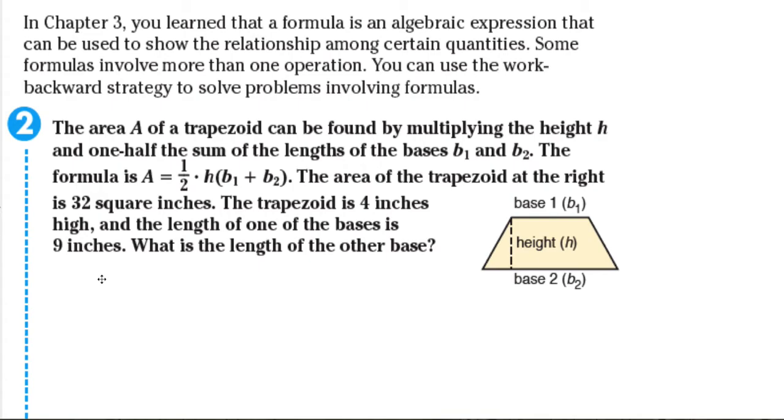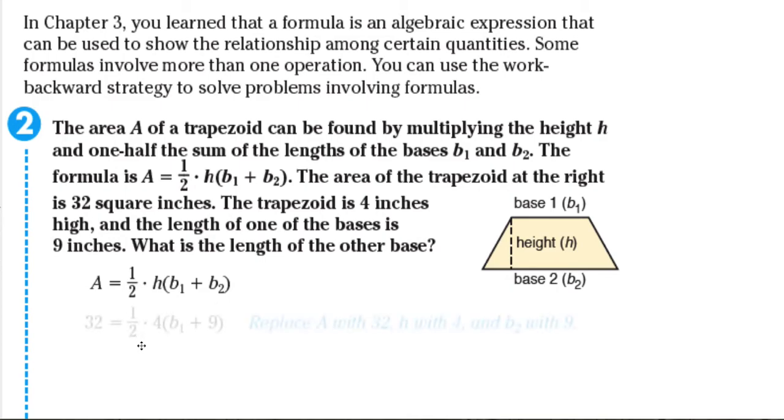Okay, so let's write the formula here. Area equals 1/2 times height times the quantity b sub 1 plus b sub 2. And the first thing we need to do is substitute the values that we know. We know area to be 32 square inches. We know our height, 4 inches, because it says 4 inches high. And we know one of the bases to be 9 inches.